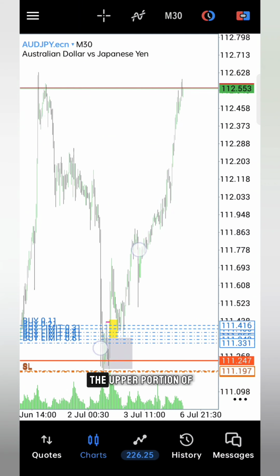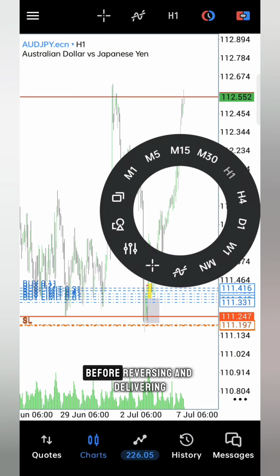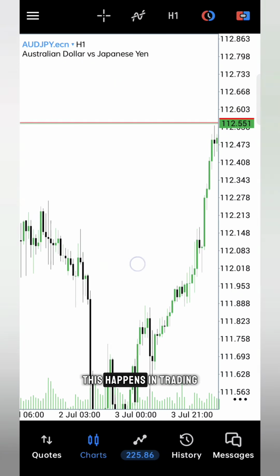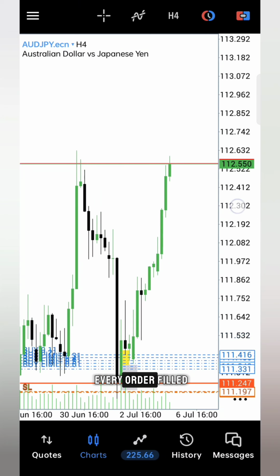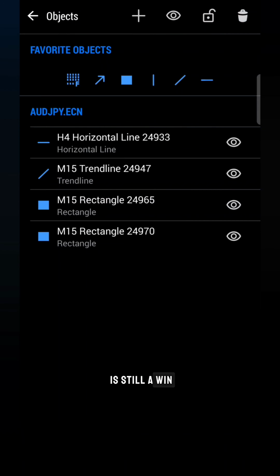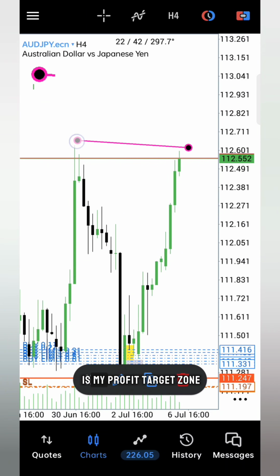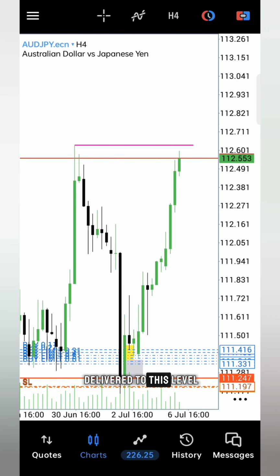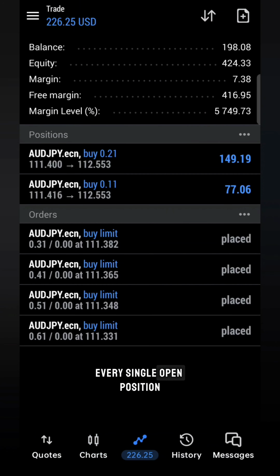Price only dipped into the upper portion of the confluence zone before reversing and delivering the full bullish move. This happens in trading. You don't always get every order filled. But 2 filled positions running deep in profit is still a win. And right here, this is my profit target zone, predefined before the trade even started. And the moment price delivered to this level, I closed every single open position and locked in my profits immediately.